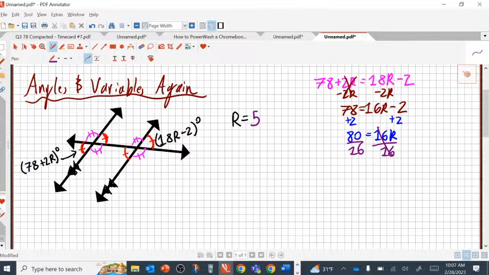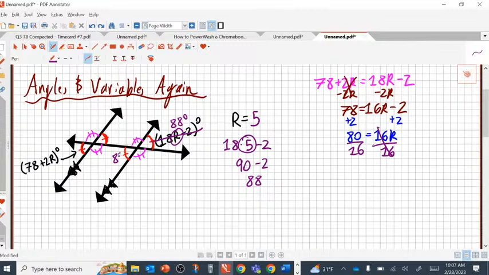Perfect. Just take this R and replace it with a 5. 18 times 5 is 90. 90 minus 2 is 88, which means this was 88 degrees. And so is this. 88 degrees. So is this. So is this.